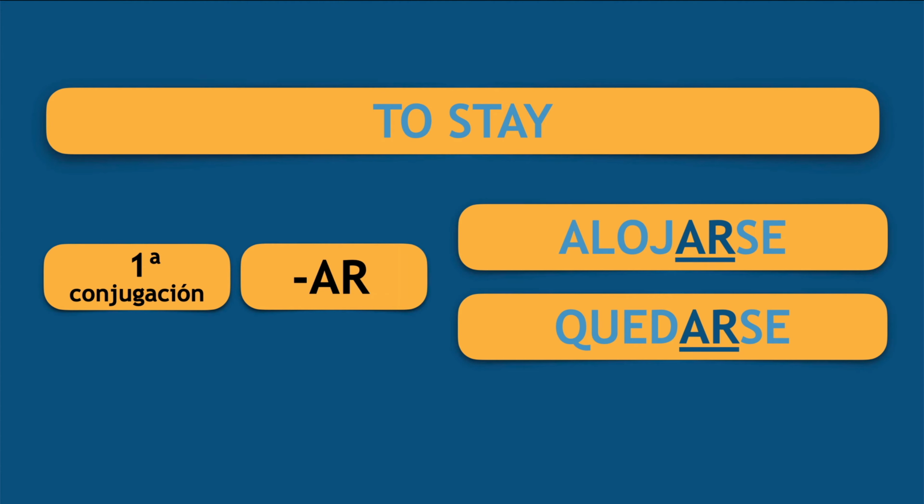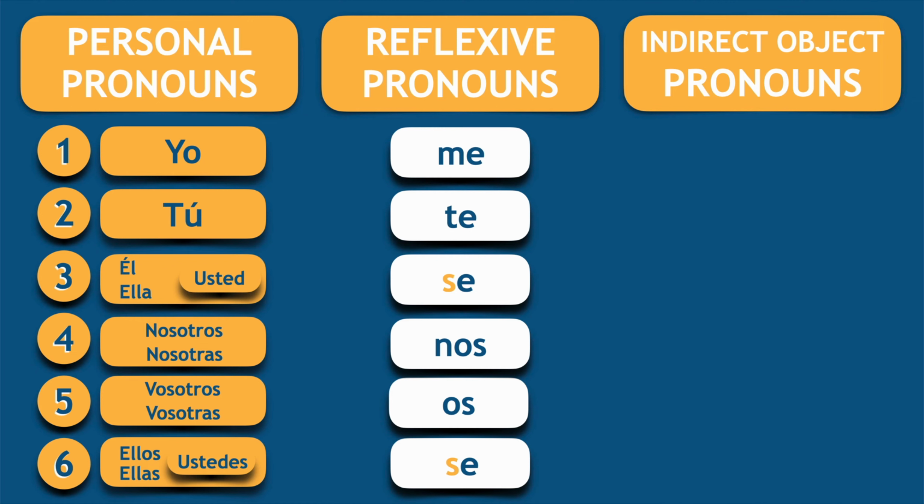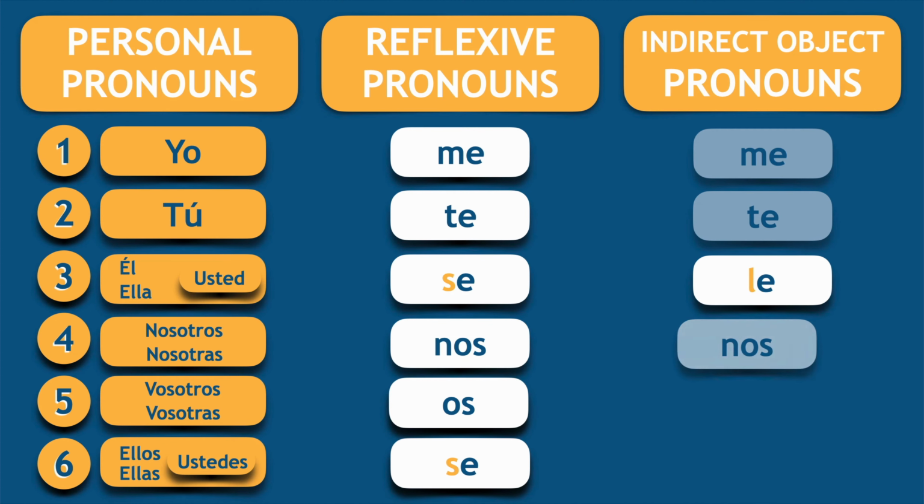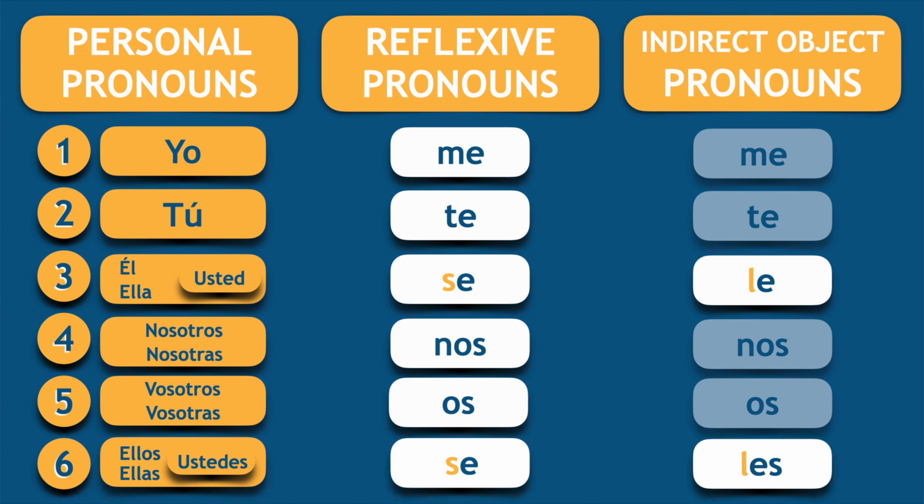Do you remember those little words that you need to put before verbs like gustar, encantar, and so on? Those words are called indirect object pronouns, and they are actually quite similar to the reflexive pronouns. They are me, te, le, nos, os, les. Just remember this because we're going to be using these pronouns later on in the video.